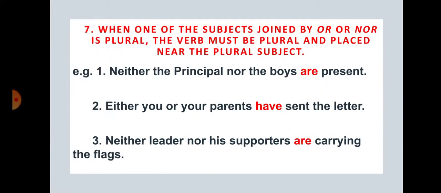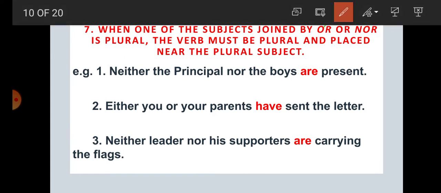Rule number 7. When one of the subjects joined by or, nor is plural. Student, this is connected with the last rule we have read. But here there is one difference: if one subject is plural, then the verb must be plural and placed near the plural subject. It means the plural subject must be near the verb.